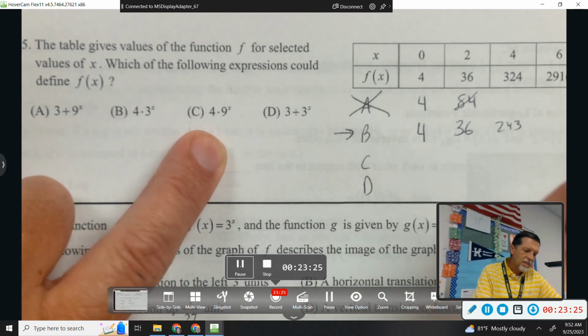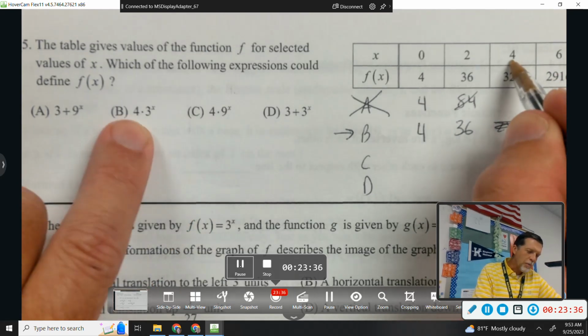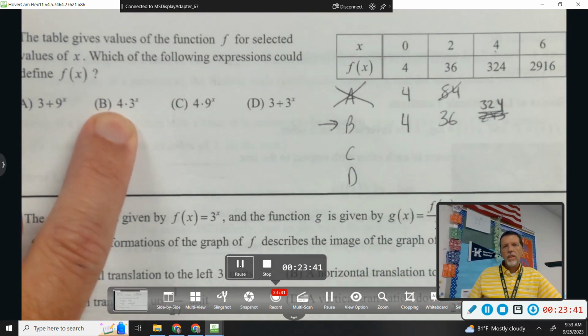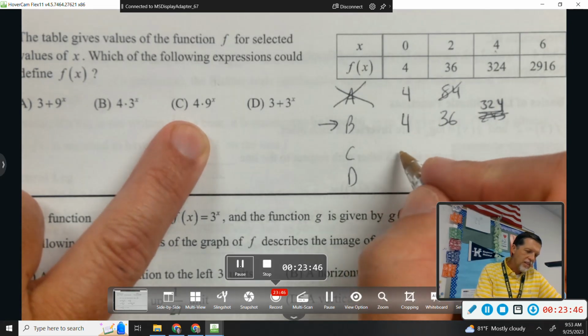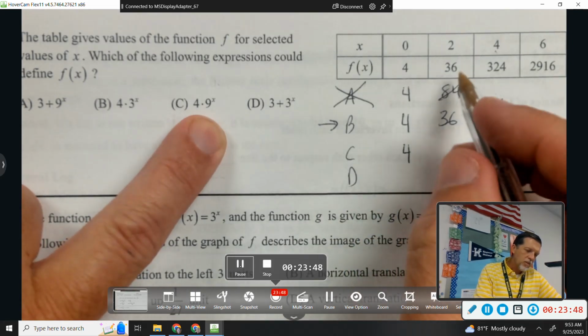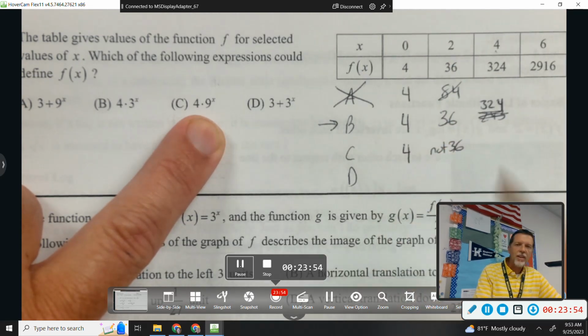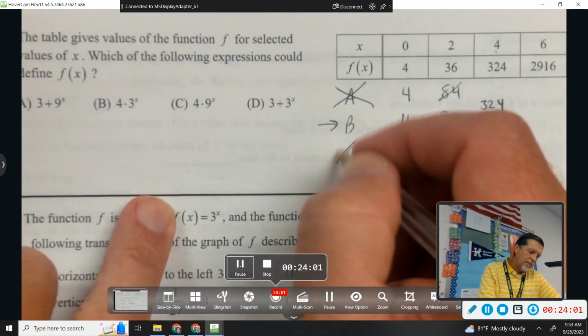Wait, why is it 2? You said it's 243. Oh, yeah, it's 3. 3 to the 4th is 81. Times 4 is 324. Now for C, 4 times 9 to the x. I get 4 there. 9 squared is 81. Times 4 is not 36. How about that for some math? Math is so easy. Yeah, 81 times 4, not 36. C's out.